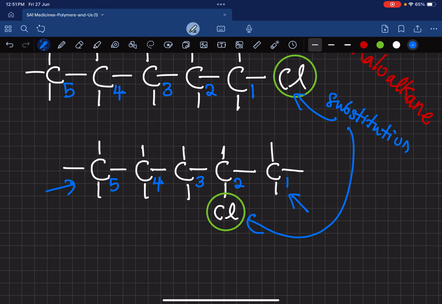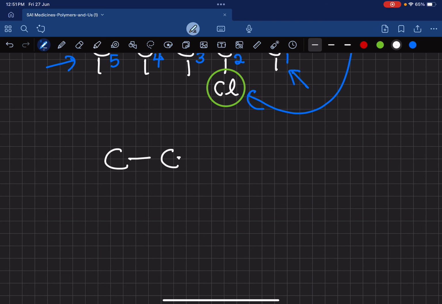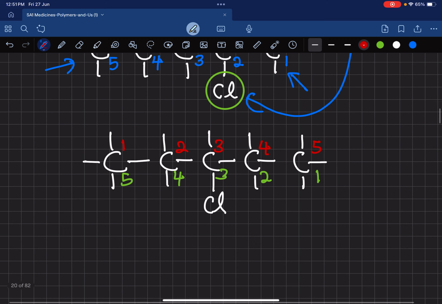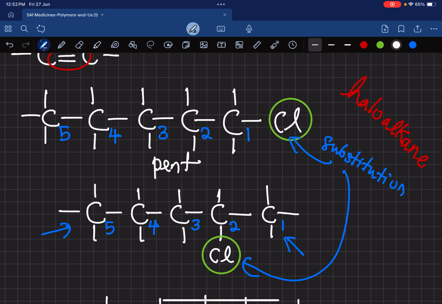So we start from where the substitution takes place. Let's say you had another molecule given to you like this, 1 2 3 4 5, and in this case the chlorine was right here in the middle. It does not matter if you start numbering from one side or the other, because either way the chlorine gets number 3. In the first example here, the longest chain was 5 carbons. So this is called pentane.